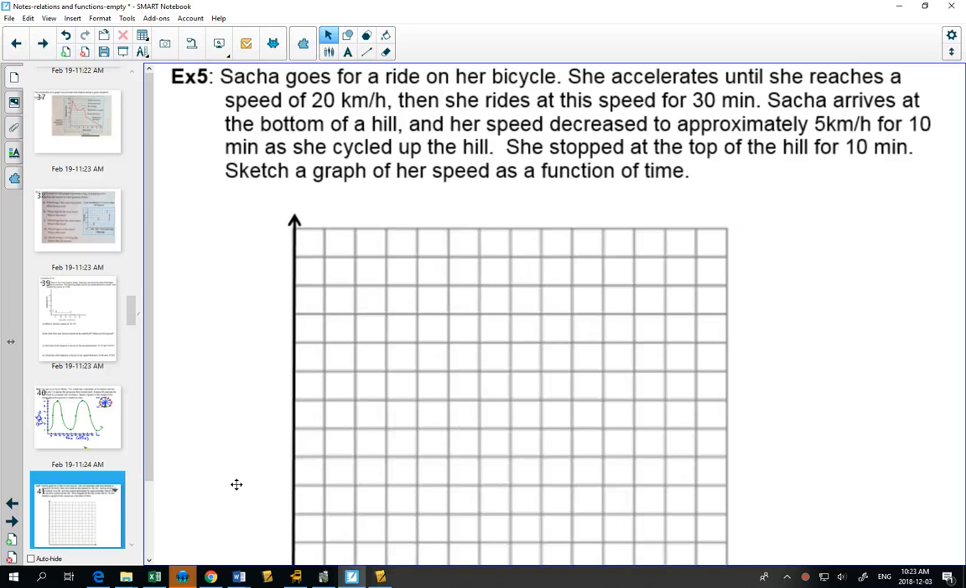This one's cut off again? Okay. You don't have the whole graph. You have the question, though? Okay. Yes, you just have a tiny bit of the graph. So we'll do this one together.